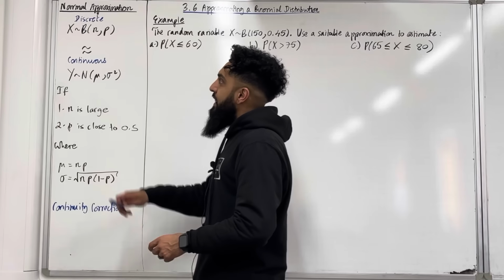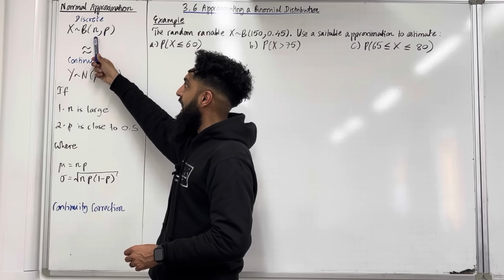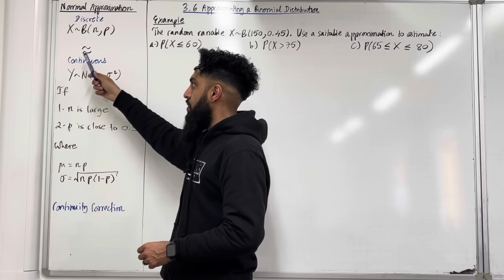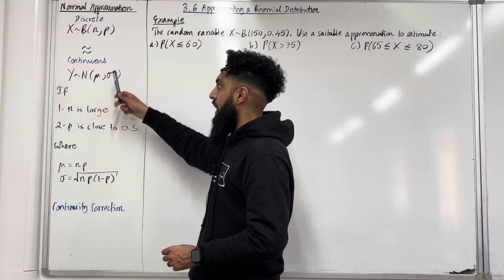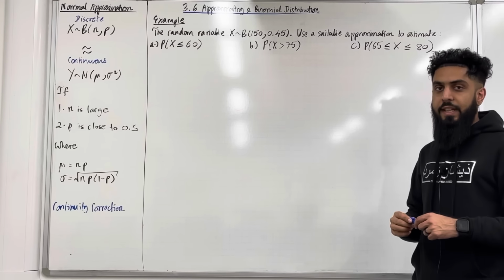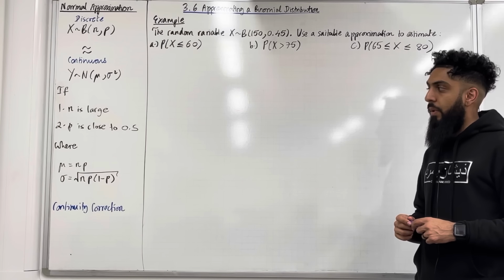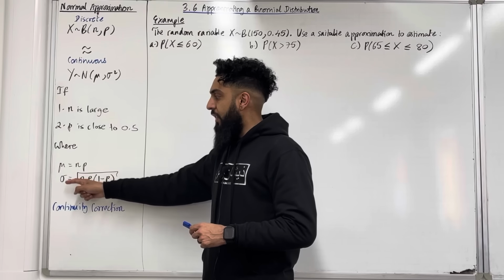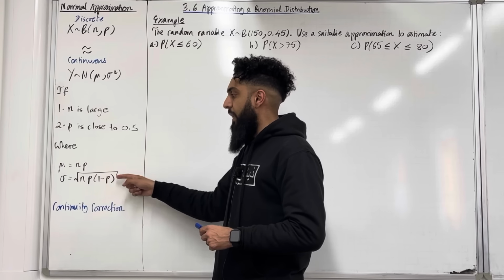If we have a discrete distribution X, which follows a binomial distribution with fixed sample size n and fixed probability p, then we can approximate this distribution to be a continuous distribution Y, which follows a normal distribution with mean mu and variance sigma squared. This approximation, ladies and gents, is only valid if two conditions are satisfied. Number one, if n is large, and number two, if p is close to 0.5, where the mean mu is given by np and the standard deviation sigma is given by the square root of np multiplied by (1 minus p).